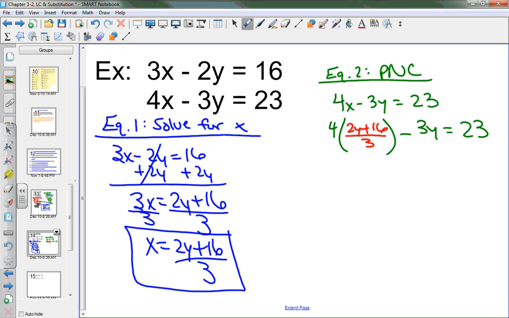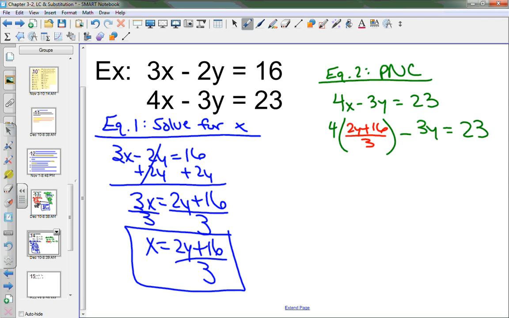Now, what do you notice that we have? We have a fraction, correct? Now, should we be freaking out, or should we be saying, hey, you know what? I was taught how to get rid of this and make it look pretty, right? So how do I make this thing look pretty? We're going to multiply the entire equation by my least common denominator, which is going to be the value of 3. Do we all understand that?